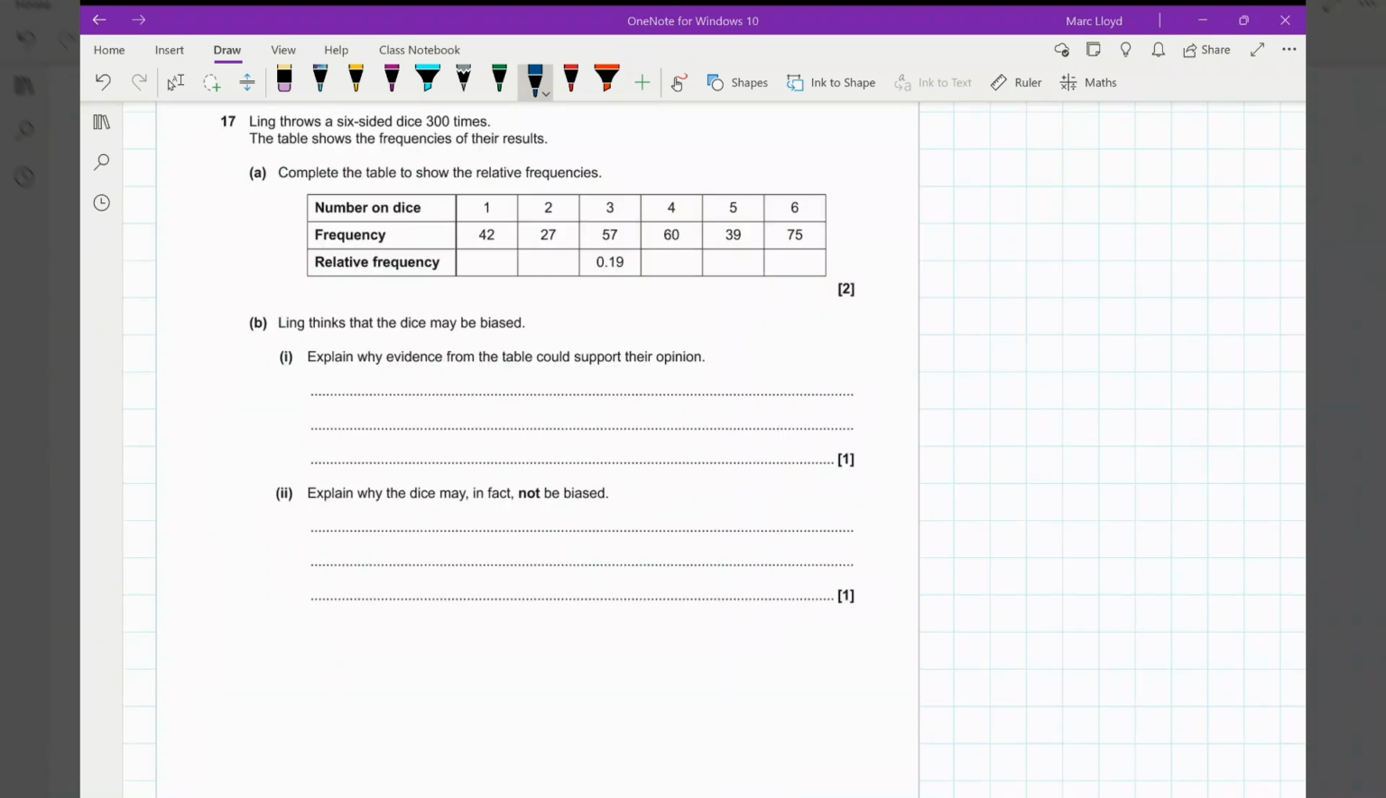Okay, question 17. So relative frequency, effectively all of these numbers are going to be the frequency divided by 300, and then it's a decimal. So if I do 57 divided by 300, if you do that in your calculators, you will get 19 over 100, which means 0.19. 42 divided by 300, that gives us 0.14. 27 divided by 300, 0.09. 60 over 300 is 0.2. 39 over 300, 0.13. 75 over 300 is 0.25.